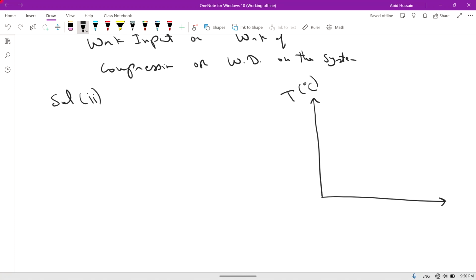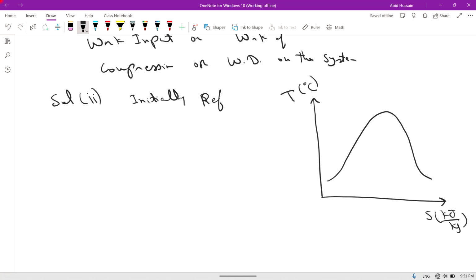Temperature in degree centigrade and entropy in kilojoule per kilogram. This is the saturation curve. In part 2, it is mentioned that initially the steam, or refrigerant, is dry saturated. The working fluid refrigerant is dry saturated. Dry saturated means that it is on the saturation vapor line. This line is called the saturation vapor line.